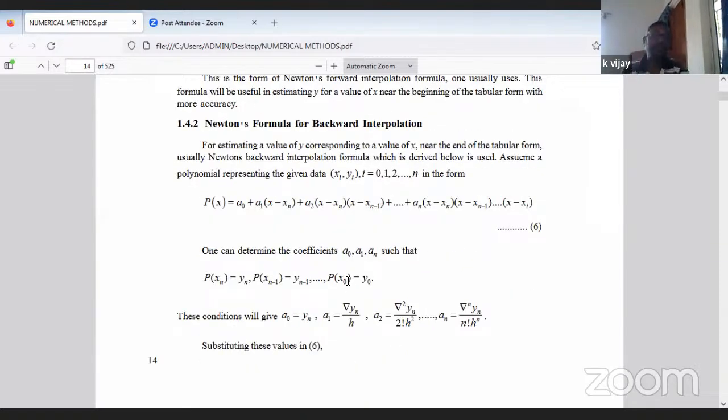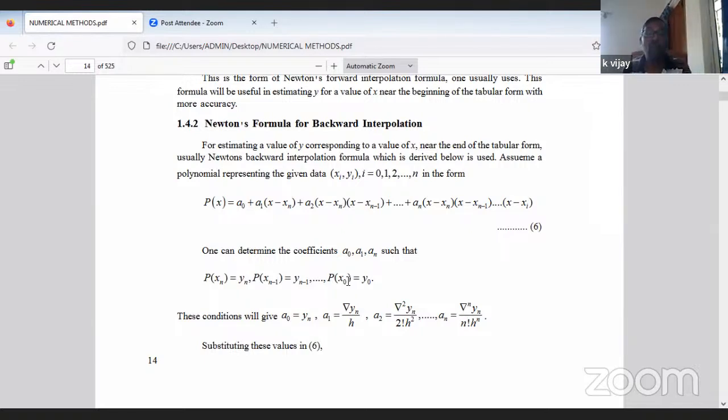It is used for estimating the values of y corresponding to a value of x near the end of the tabular form. This is usually Newton's backward interpolation formula. Below we derive it by assuming a polynomial represents the given data xi, yi for i equal to 0, 1, 2, up to n. P(x) is equal to a0 plus a1 (x minus xn) plus a2 (x minus xn)(x minus xn minus 1), and so on, up to (x minus xn)(x minus xn minus 1) and so on.